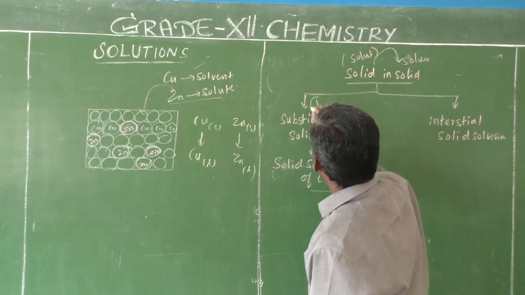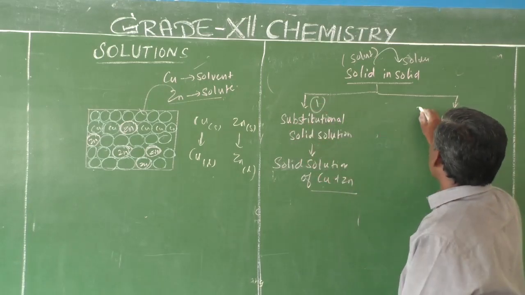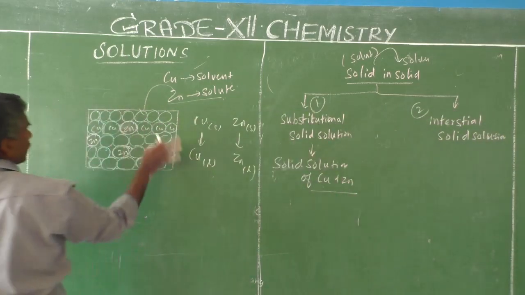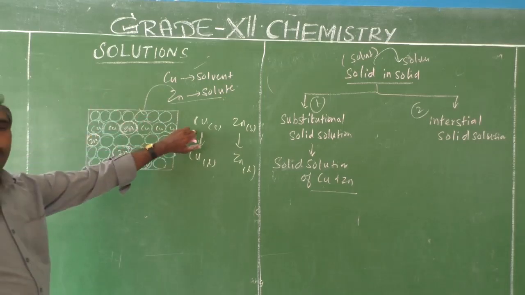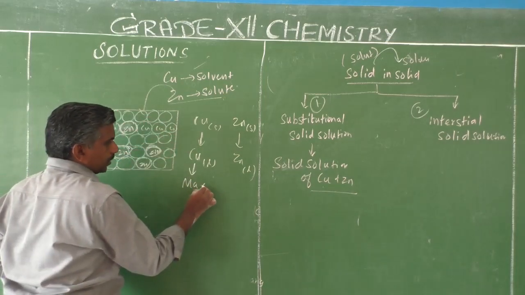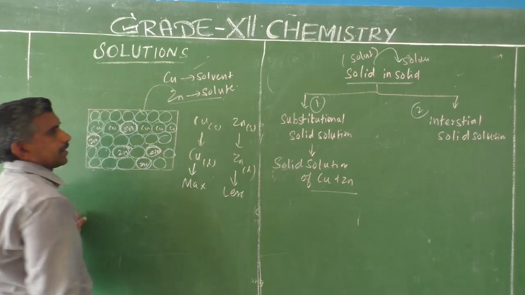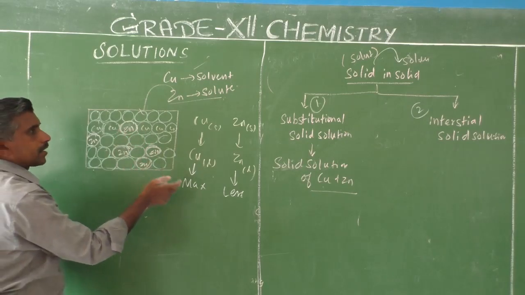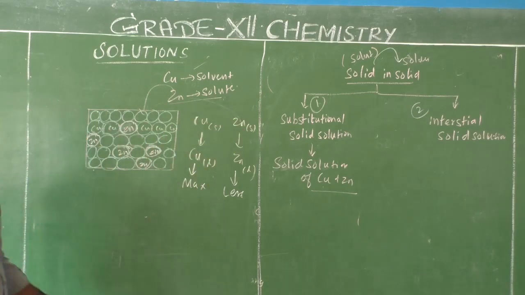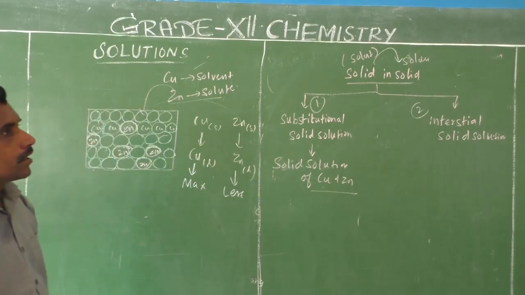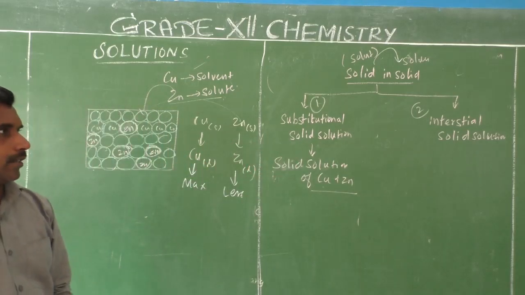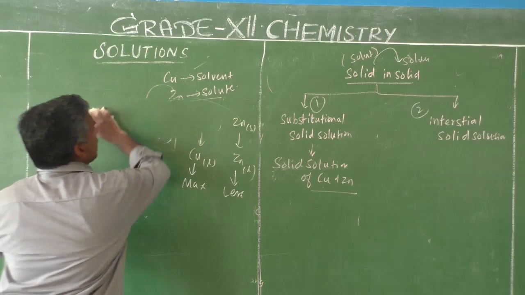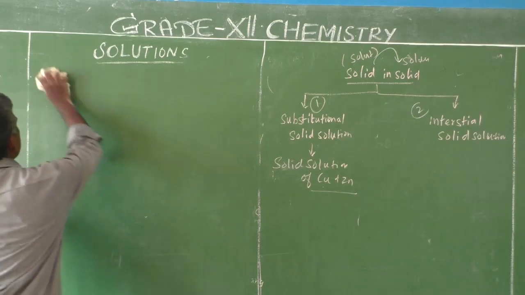So there are two categories. One category is substitutional solid solution. The second is interstitial solid solution. In substitutional solid solution, the metal atom that is the solvent, copper, is the maximum amount, and zinc is the lesser amount. Some copper atoms are replaced by zinc. This is known as substitutional solid solution. Next, interstitial solid solution. You studied a great example of this in solid state chemistry also.